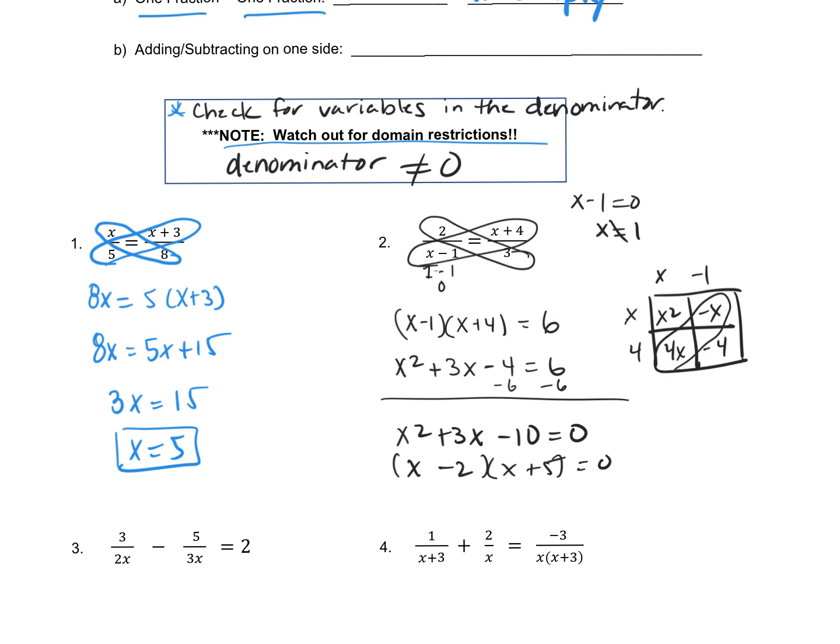I'll set them equal to 0. x minus 2 equals 0, x plus 5 equals 0. Hope you've seen that. So that means our x is equal to 2 and negative 5. What I want to do now is go look up here at my restriction. My restriction here is x not equal to 1, but neither one of these solutions is that, so they're both fine. So that's our solution, that's our answer.